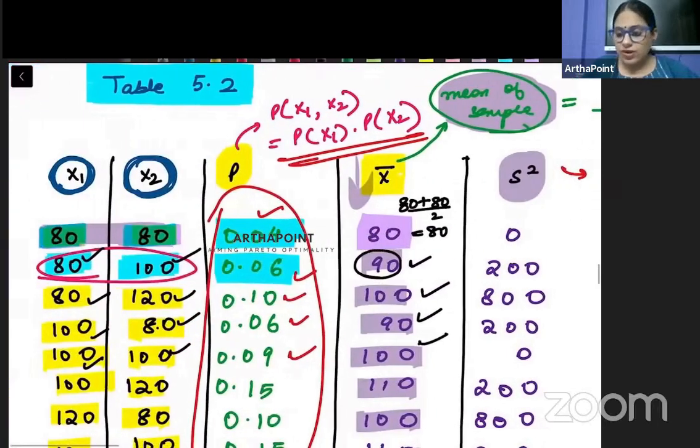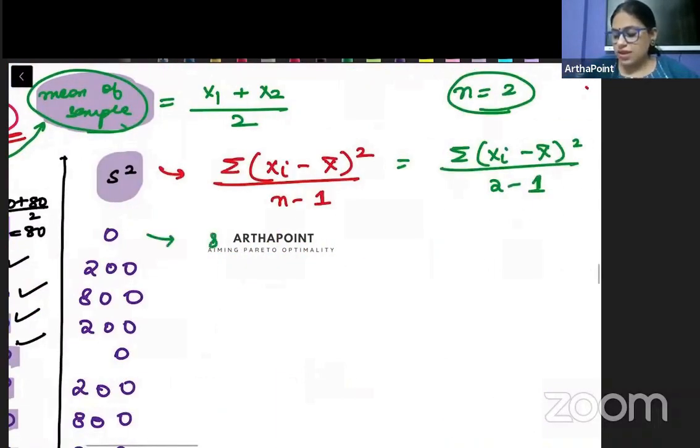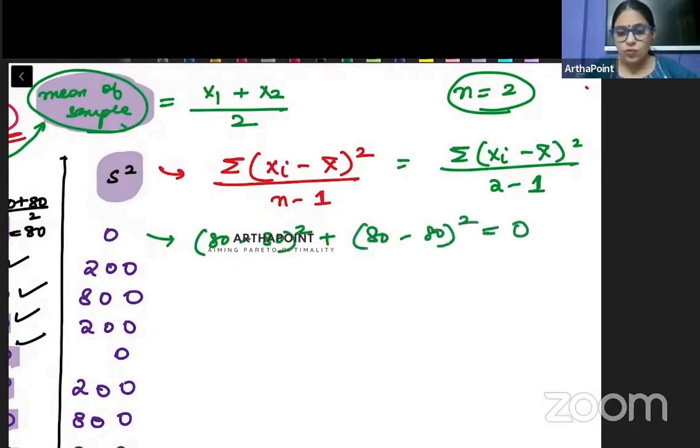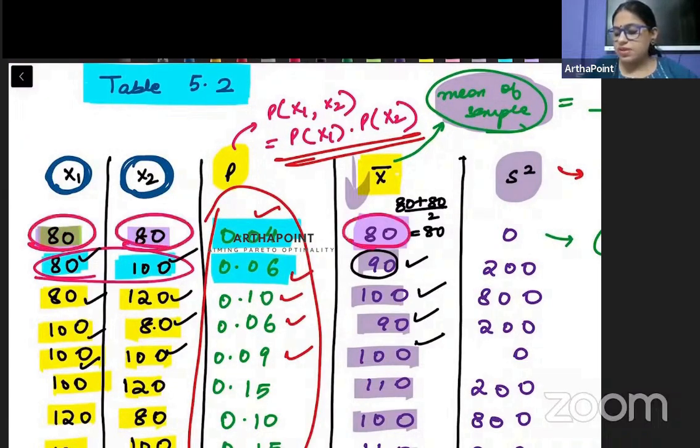Now if I look into the first row, पहली row को देखो, this is going to be 80 minus 80 whole square plus 80 minus 80 whole square, that means 0. So you can clearly see that both the observations are simply the value of the mean. देखो यहाँ पर दोनों ही observations simply mean के बराबर ही आ रही हैं. So since both the observations are simply the value of the mean, the variance is going to be 0. तो यहाँ पे हमने variance को 0 कर दिया है.